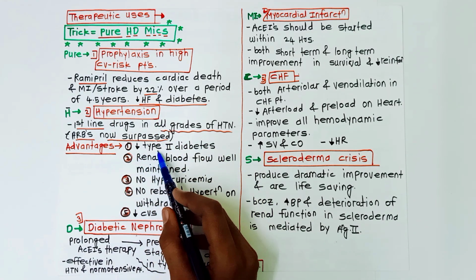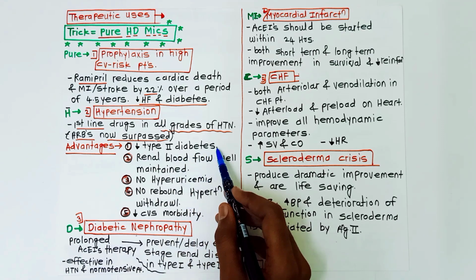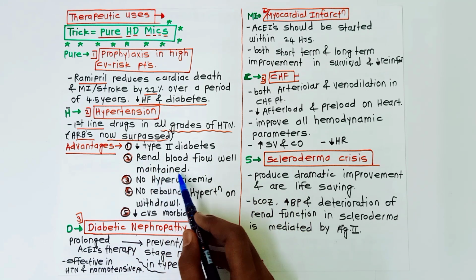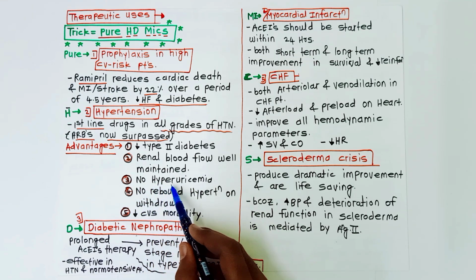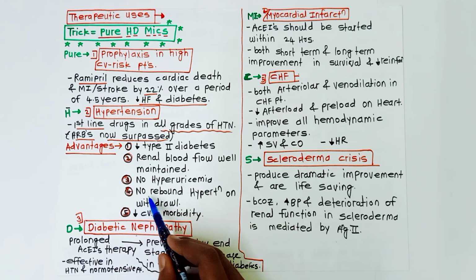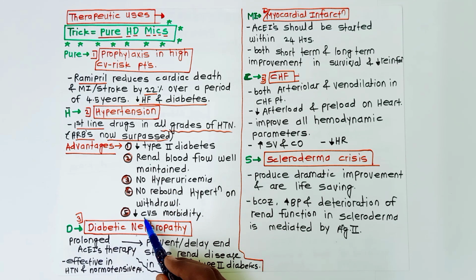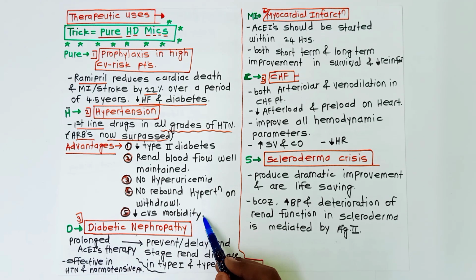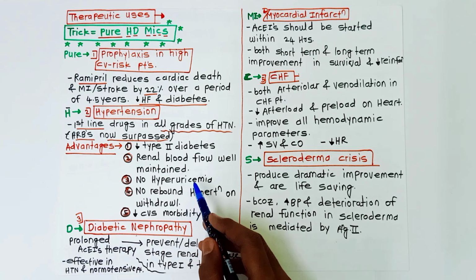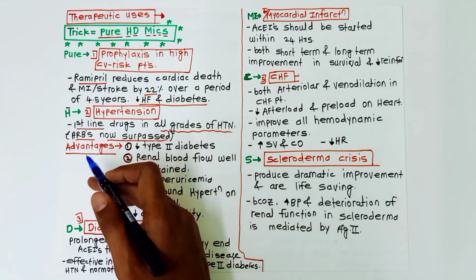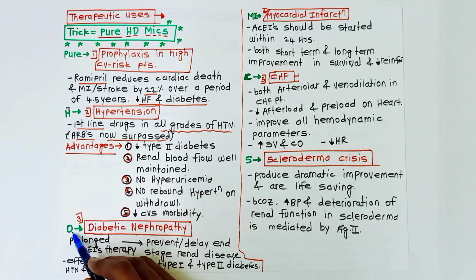Okay, the next point is advantages of using ACE inhibitors in case of hypertension. First is they decrease type 2 diabetes mellitus condition. Then renal blood flow is well maintained. There is no chance of hyperuricemia, no rebound hypertension on withdrawal, and decrease in serious morbidity. And there is no change in lipid profile. This is another advantage.